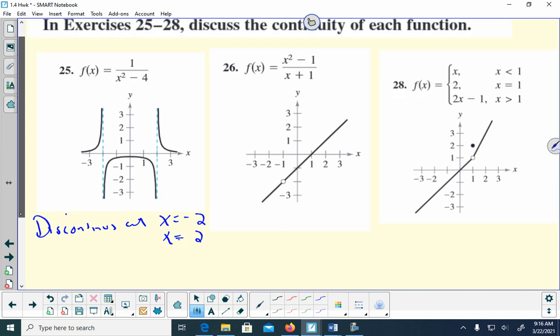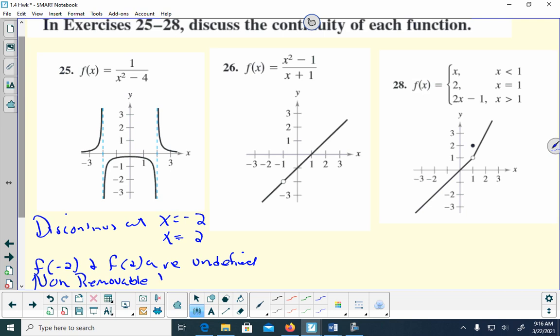And then if it wants me to talk more about the discontinuities, since they are both asymptotes, I'm going to say it's discontinuous because f of -2 and f of 2 are undefined. And since they're both forming asymptotes, I'm going to say that they are non-removable discontinuities.